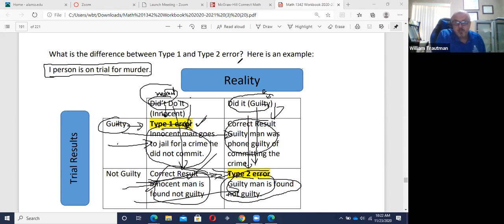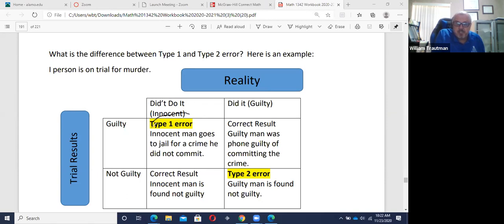So I would take a look at this a little bit and focus on the type 1, type 2 error. There's some questions in the homework. I'm not sure if they're on the test about the type 1 and type 2, but I would stay focused on just those two. See the difference between these two. This is an innocent man that's found guilty, and this is a guilty man that's found innocent.